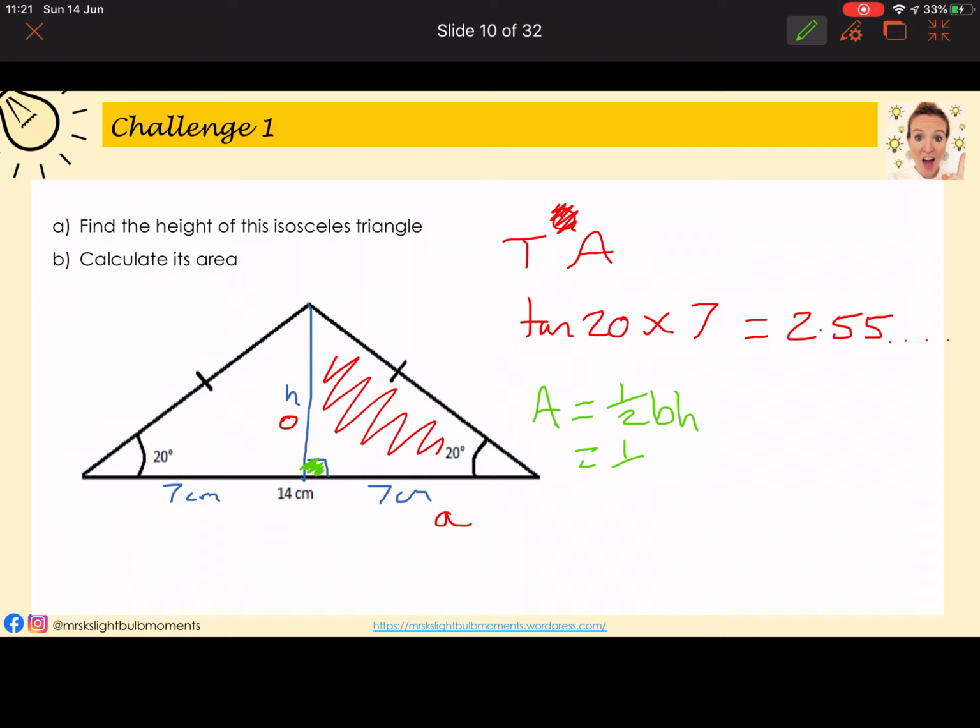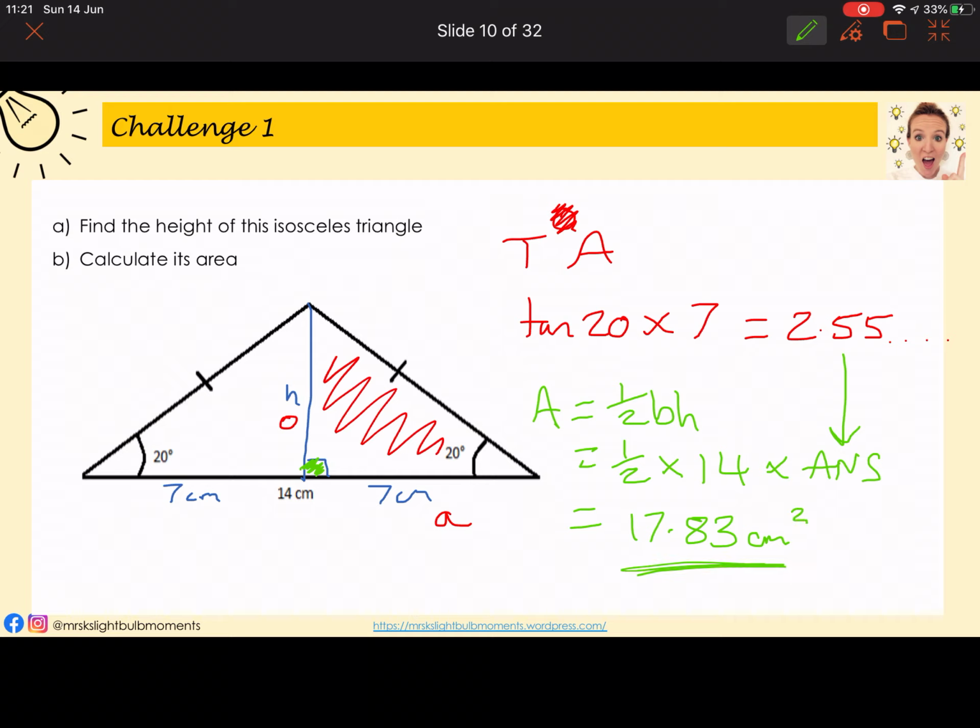So we have got half times our base. Now remember, we want the area of the whole triangle. So our base is now actually 14. And then times our height, which I'm just going to write answer into my calculator. And it's going to put that answer into it. Okay, when you plug that all in, you get an answer of 17.83 centimetres squared for your area.